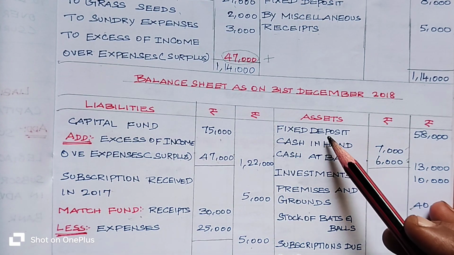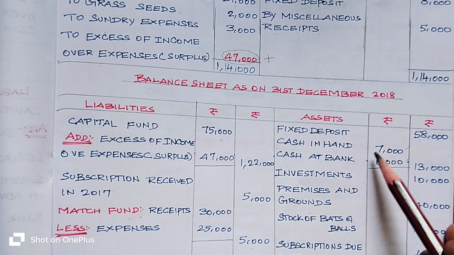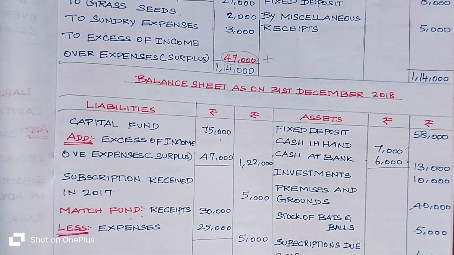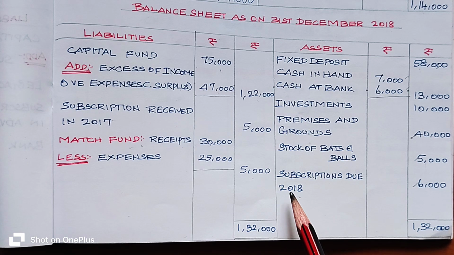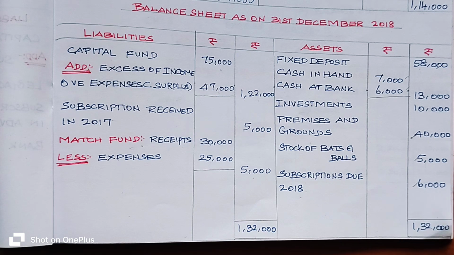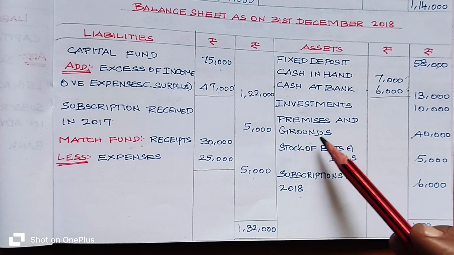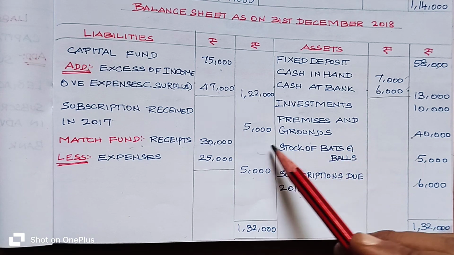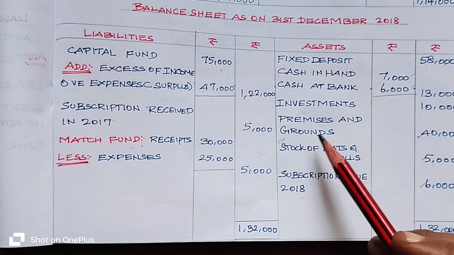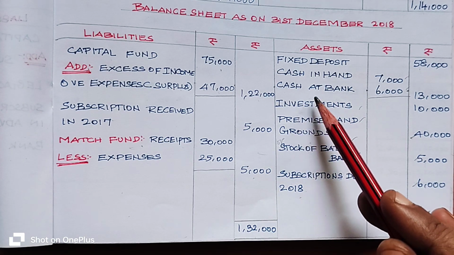On the asset side, fixed deposit 58,000. Closing balance of cash in hand and cash at bank are entered, and the subscription due for 2018, the current accounting period. As per the format, subscription outstanding 2018 is 6,000 rupees. And listen carefully, we have additional information here. The investment, the premises and grounds, and the opening stock of the bats, the closing stock they haven't given in the question. So these three items we have entered on the balance sheet.